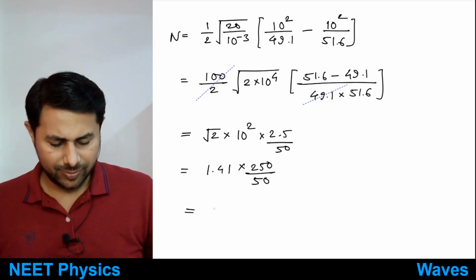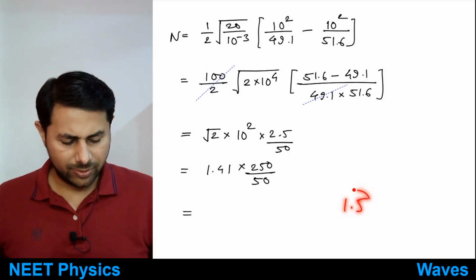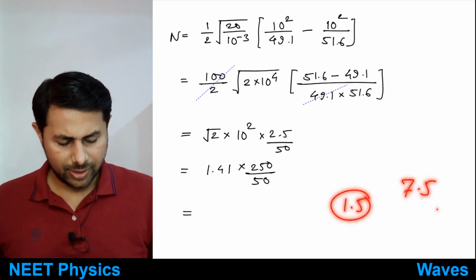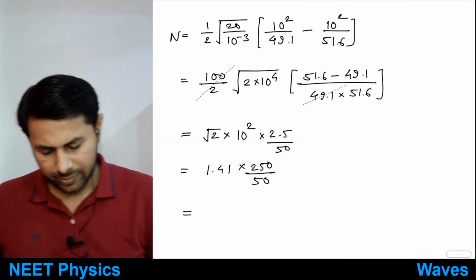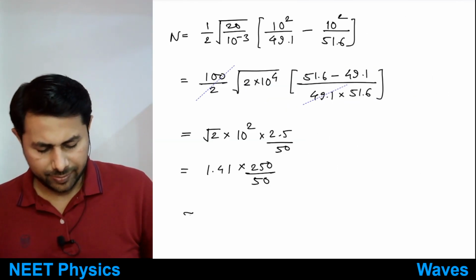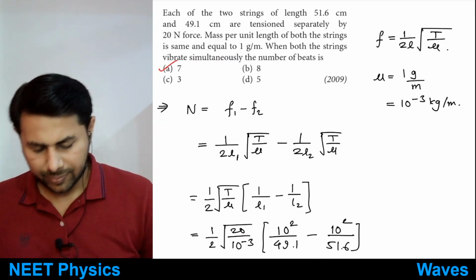Nearly equal to 5 times 1.5 would be equal to 7.5. It's less than that, so it will be equal to 7. Nearly equal to 7, I can say. That's correct, right? It's option A.